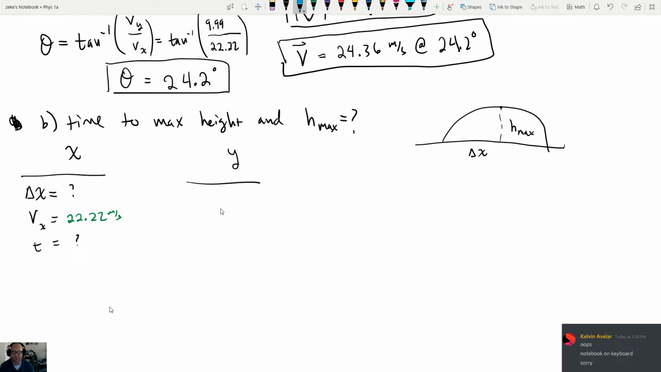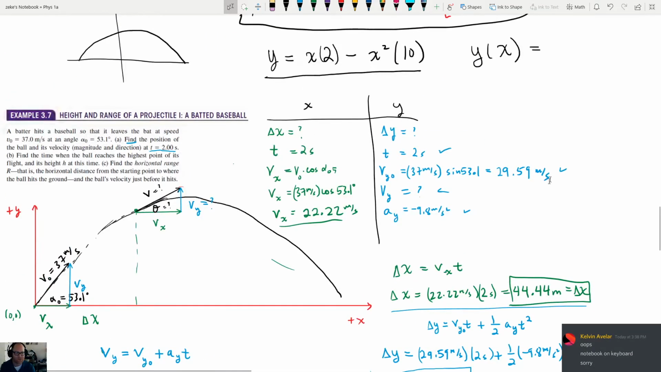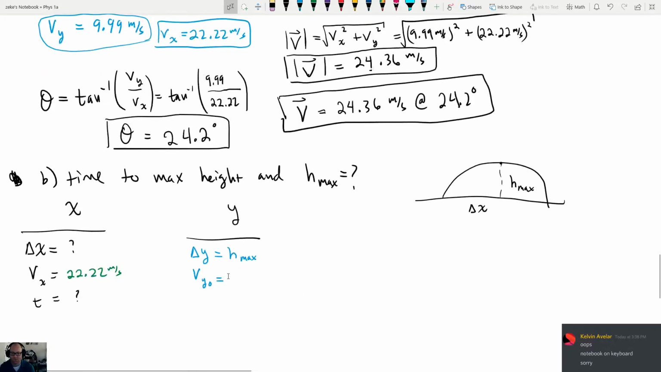In our y direction, we want to find delta y. That's going to be what we call h max, the maximum height. We do know the initial velocity in the y direction. From the previous part, that was this quantity right here, 29.59. That's not going to change. We can write all the rest of our variables down now. So Vy is something we can talk about. Ay is going to be negative 9.8. And t we don't know.